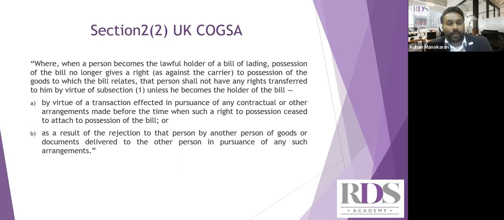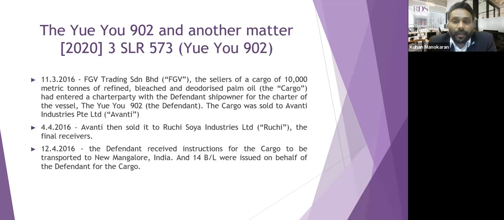So, a good example of this is in this very recent case of the UU 902. In this case, the bill of lading was used as a document of security, and let me walk you through the facts. The facts here are very similar to the Delfini in the sense that the only difference is the end holder was the bank.